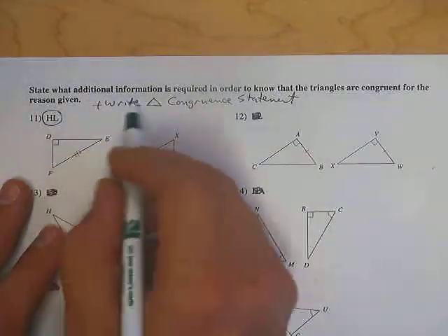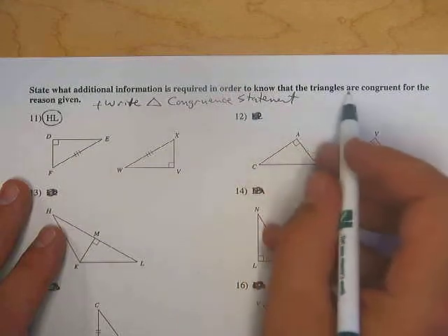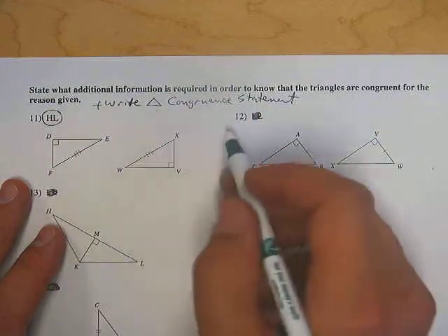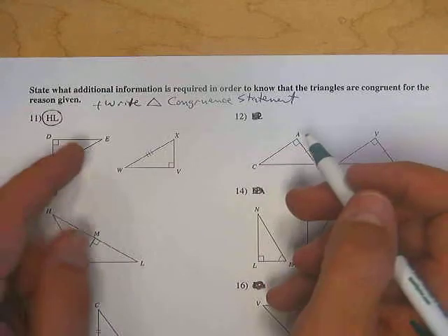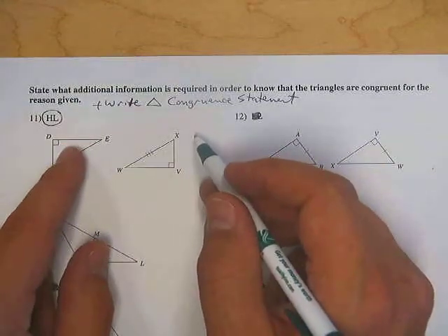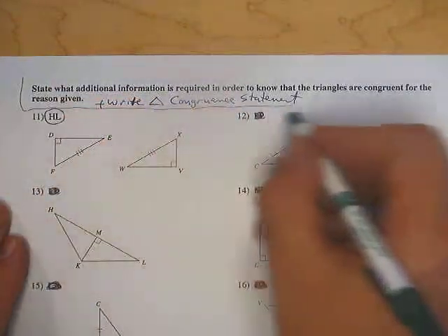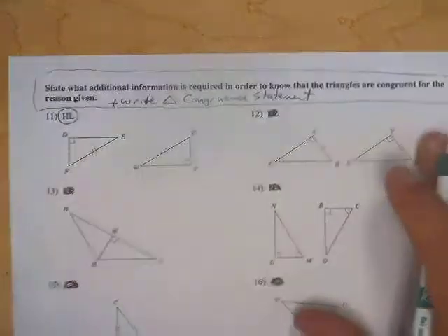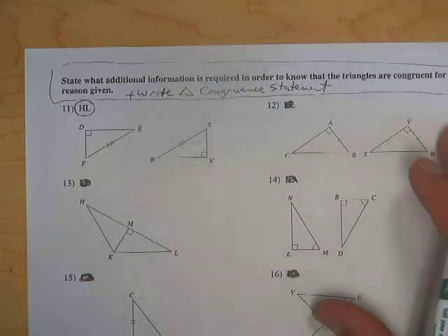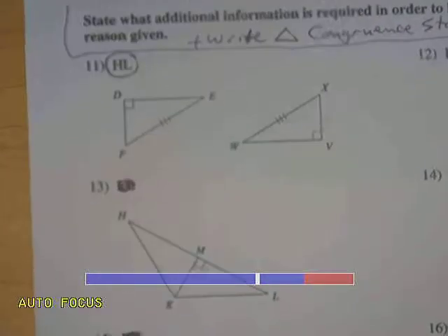All right, flip over the page. Now it says a bunch of stuff. I crossed out some of these directions, so I want to tell you what my directions for you are. This is what we're going to do. State what additional information is required in order to know that triangles are congruent for the reason given. Then I want to write that they're congruent by hypotenuse leg. Let's work on that.